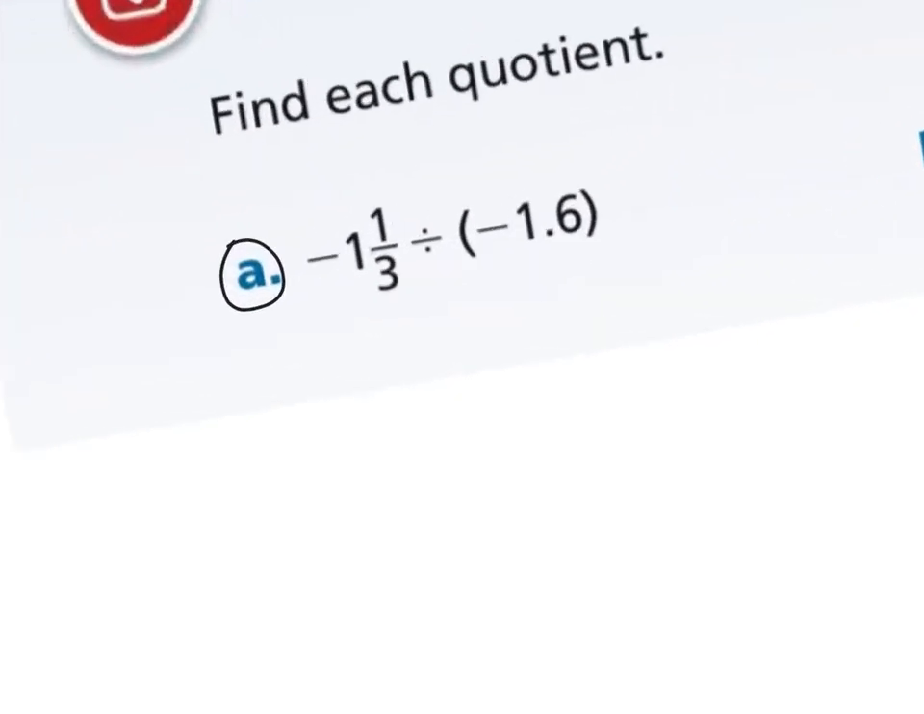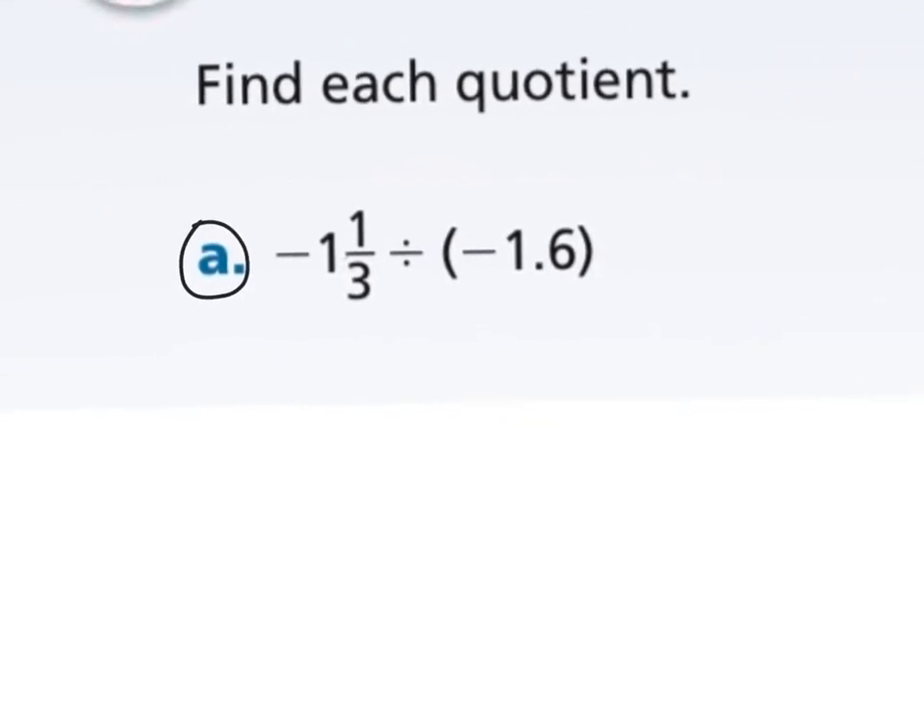Look at the try it part A. Negative 1 1/3 divided by negative 1 6/10. This one again, 1/3 as a decimal is a repeating decimal, so this is another case where it's going to be better for us to go to fractions rather than decimals. That's always the safest bet, is working with the fractions.